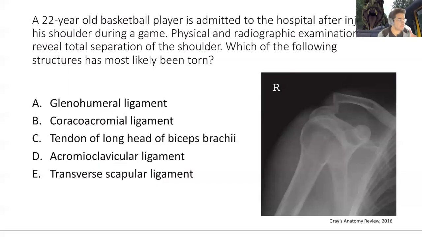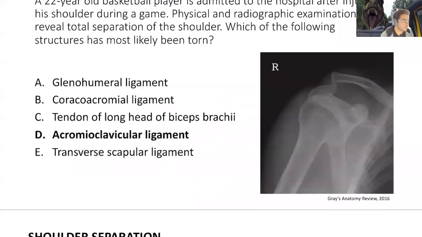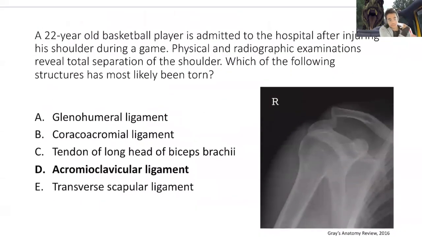So what is the likely ligament that's messed up based off of this? It is the acromioclavicular ligament, right? Now, I'm a firm believer of making sure you guys are palpating and finding your anatomical landmarks, because obviously you're not slicing open a cadaver to really see what's going on.